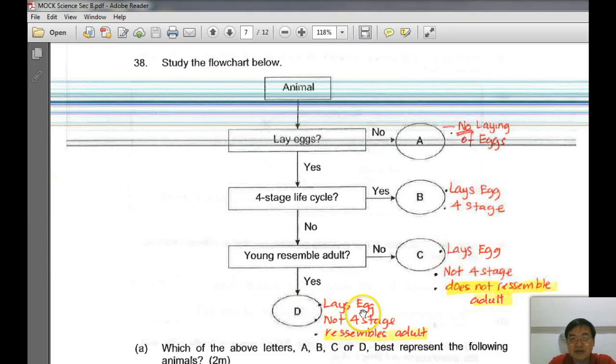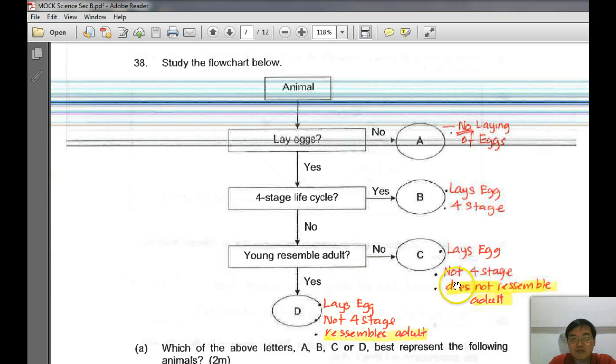Now 4-stage life cycle, yes, so this is a 4-stage life cycle, and the others must probably be 3-stage or any other stage. I'm not very sure. What I know of is only 4 or 3 stage. So at least I put here not 4-stage. The next one asks, does the young resemble the adult?